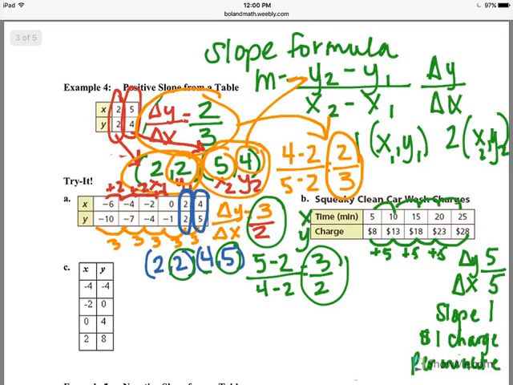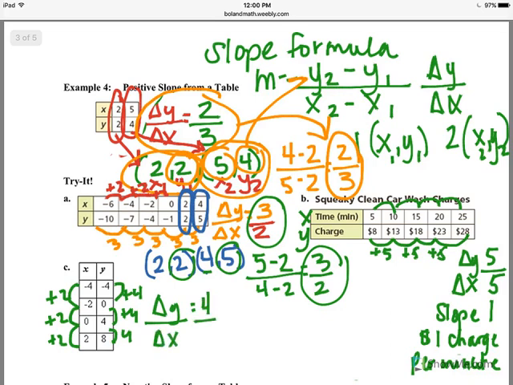Okay, so for C, you're looking at this table. The table each time is increasing for the X by 2, increasing by 2, increasing by 2. For the Y, you're adding 4, adding 4, adding 4. So the change in Y is 4, and the change in X is 2. So your slope is 2. And you don't need to put any words here because all they give you is numbers in a table. So that's your slope.